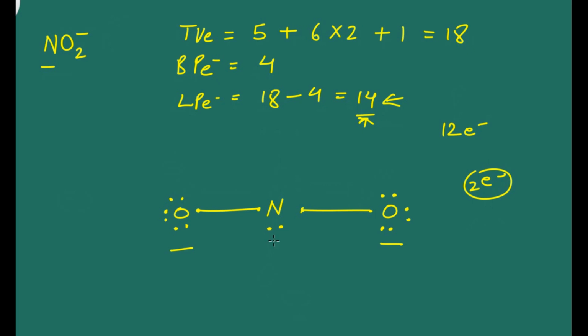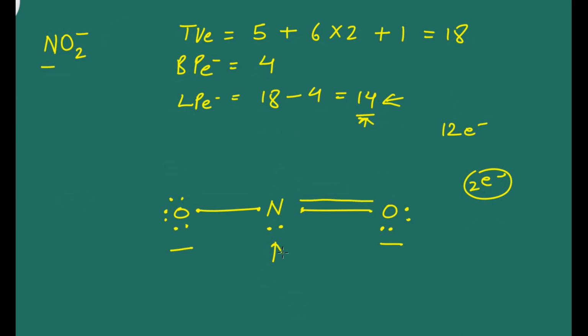But in this case, nitrogen already has a lone pair and 2 bonds are formed by nitrogen. So that means nitrogen will make one extra bond. And how will you make that one extra bond? By removing 2 electrons from one oxygen and using it as a double bond.